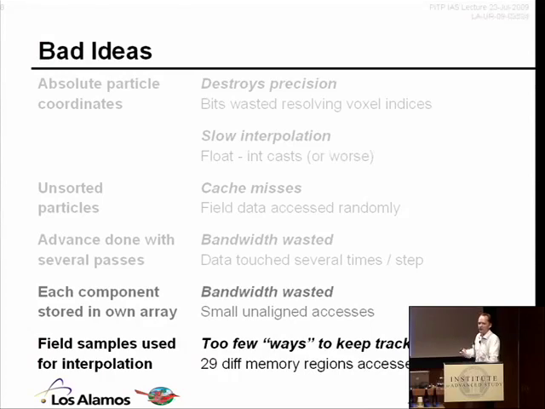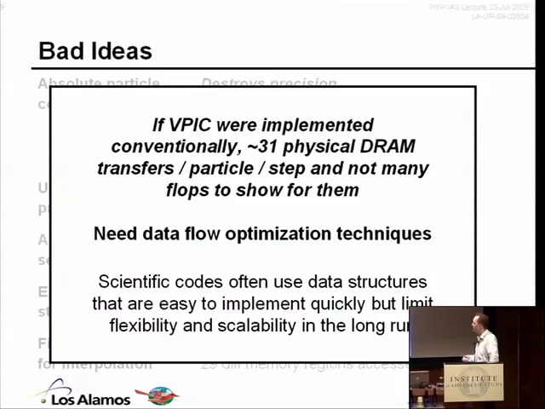And caches aren't that smart. Caches can only really keep track of maybe 3 or 4 different regions of memory being accessed at the same time. So if you throw 29 at it, the cache essentially does not have enough intelligence to keep up with what you're trying to do, and it won't be that effective. If I go through that and ask how many of those memory regions translate into DRAM transfers on a conventional implementation, there are about 31 physical DRAM transfers per particle per step, and there's not a whole lot of flops to show for these. So what we really need on modern codes are data flow optimization techniques.